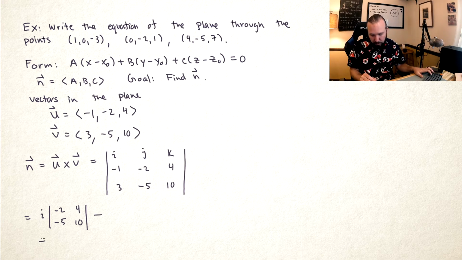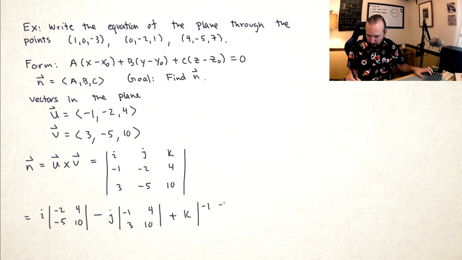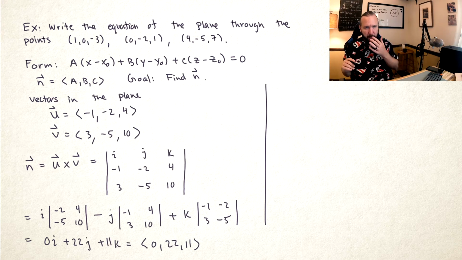Minus, remember it goes plus, minus, plus. Minus j, and then I'm going to use everything except for the one that j is in. So -1, 4, 3, 10, plus k, and then this will be everything except for the row and the column that k is in. All right, so what do you get here? I just expanded these little pieces by minors, and that gave me this vector: 0, 22, 11.